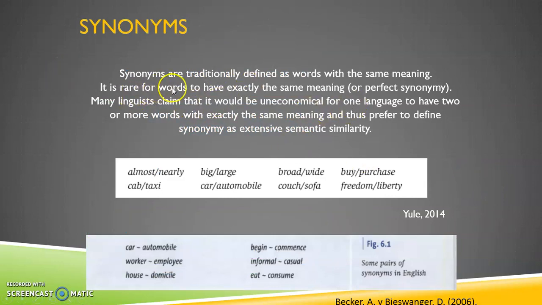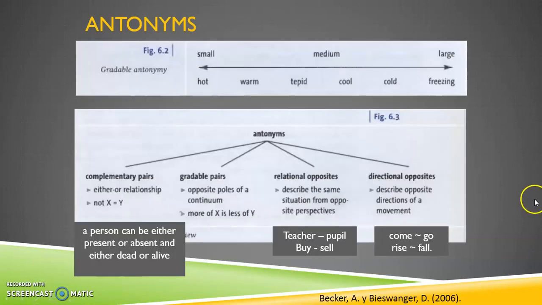It is rare for words to have exactly the same meaning, or perfect synonyms. It's not very common. Many linguists claim that it would be uneconomical for one language to have two or more words with exactly the same meaning, and thus prefer to define synonymy as extensive semantic similarity. So we have, almost literally, cab, taxi, big, large, car, automobile. There are many pairs, and we have learned them for a long time.